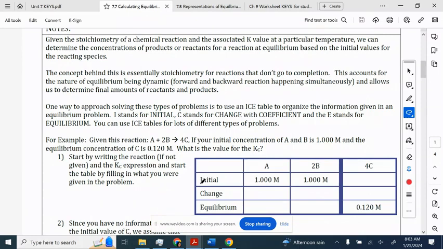ICE stands for Initial, Change, and Equilibrium. Now, if you have been with me in the past for BCA tables, ICE tables, sometimes they're called RICE tables because you have the reaction up here. They work in a similar fashion. So if you understand BCA tables, this isn't so bad.